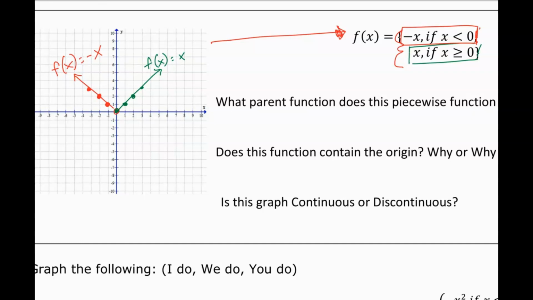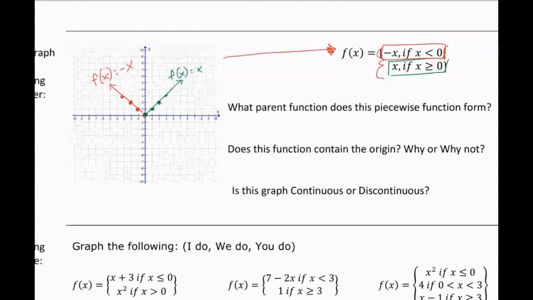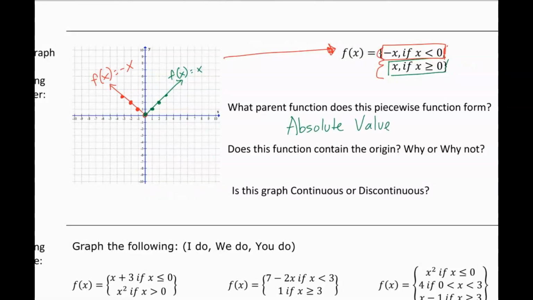Are there any questions on how this graph turned out? What parent function does this piecewise function form, I think that says? Yes, form. Yes, absolute value. Does this function contain the origin? Why or why not?